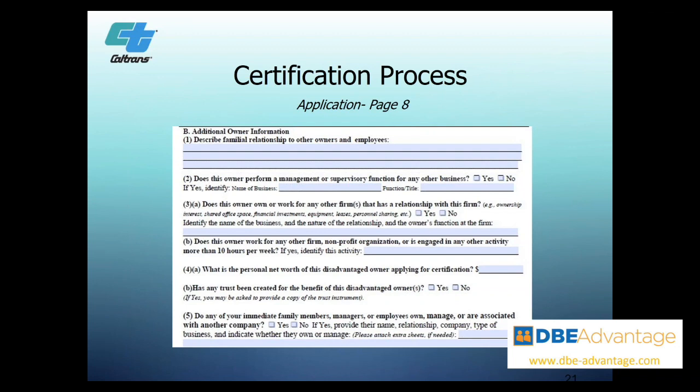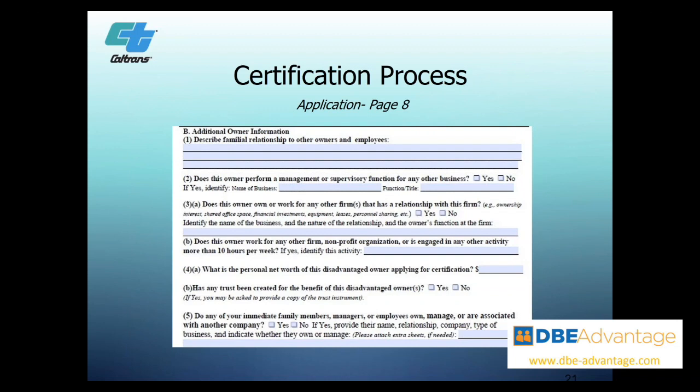So again, talking about family, providing information if you in fact have relationships with other owners that are family members or employees. And this again helps understand, are you in fact controlling the company? If your father, for example, is an employee of yours and he has 35 years of experience working in a specific field and you may only have a couple years experience, then there's a presumption that you are relying upon his experience and his network to manage and control the company.